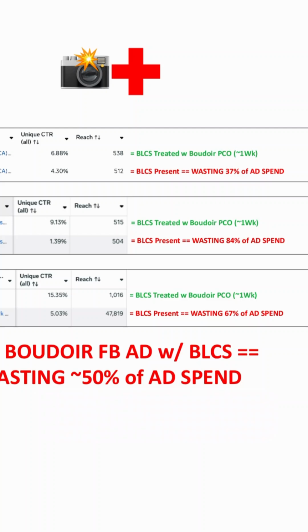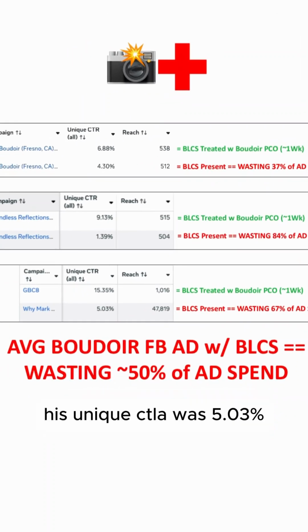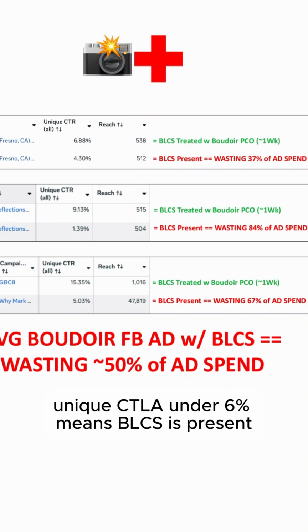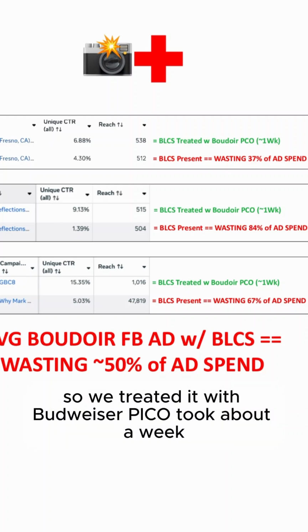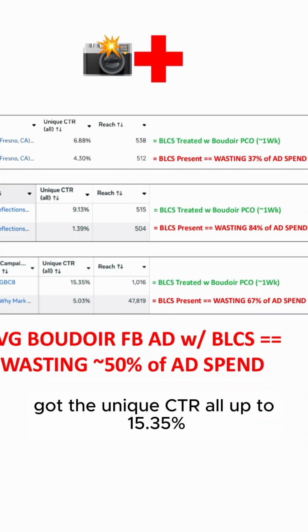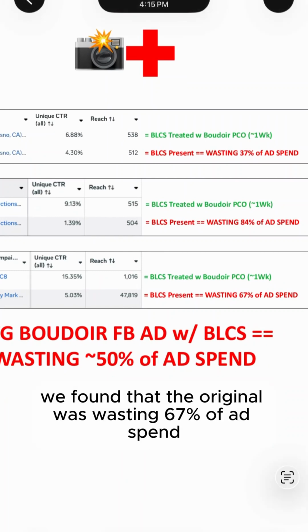Finally, we had a patient come in. His unique CTR was 5.03%. So we knew that BLCS was present. A unique CTR under 6% means BLCS is present. That is Boudoir low click syndrome. So we treated it with Boudoir Pico. Took about a week. We got the unique CTR up to 15.35%. So we found that the original was wasting 67% of ad spend.